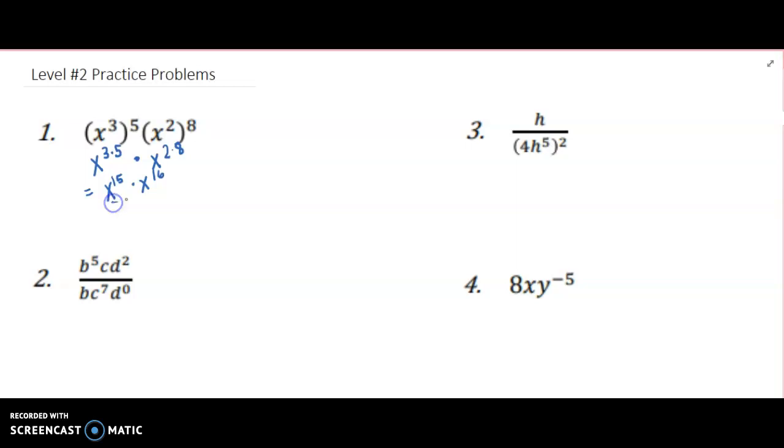And when we're multiplying, we have the same base but different exponents. This is when we would add them. 15 plus 16 is 31. So my final answer would be x to the 31 power.